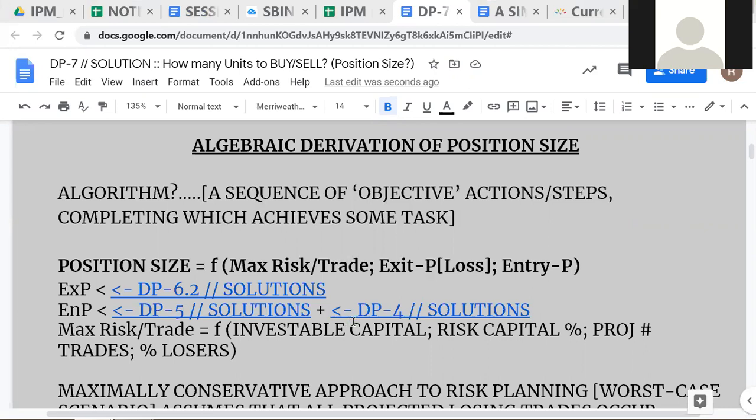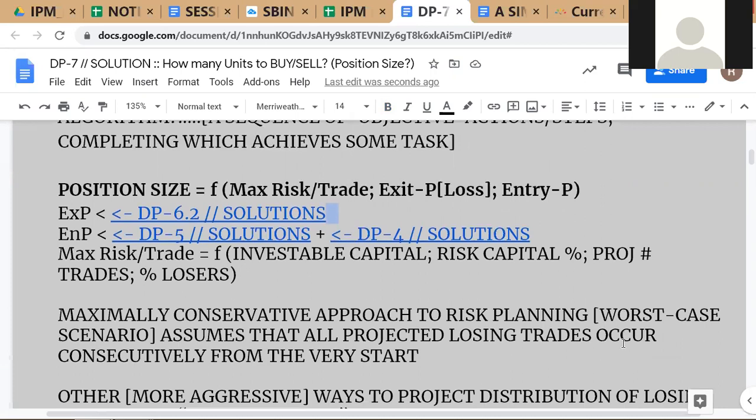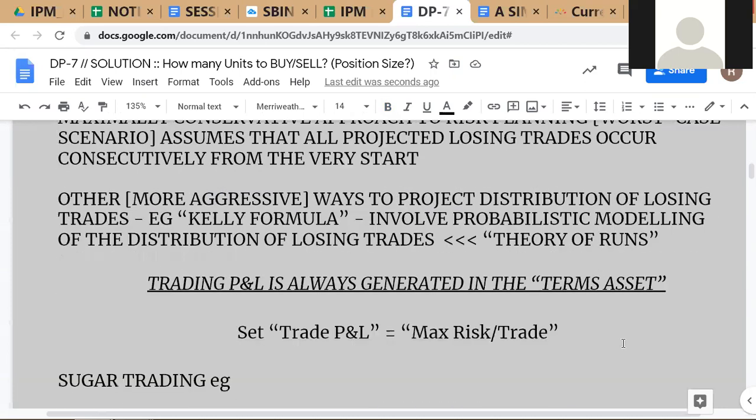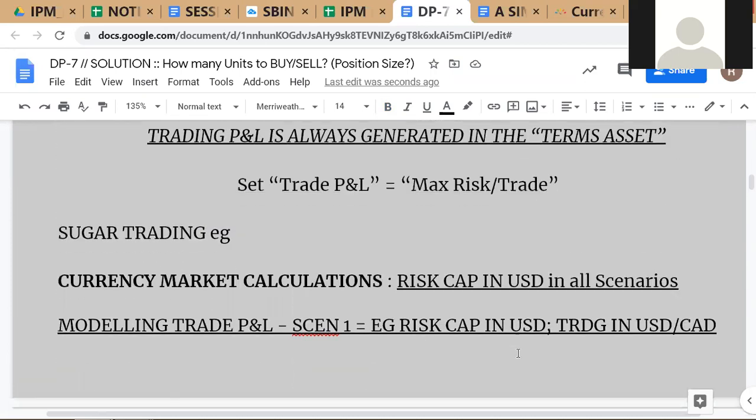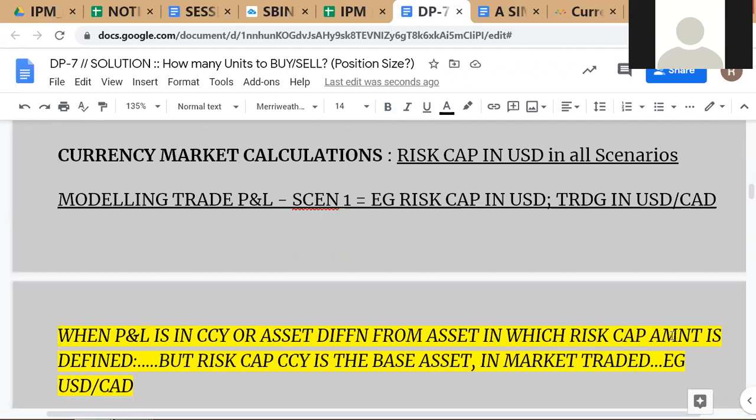Okay, right, let's continue. If you keep these things in mind, you will not get confused. That's what we are trying to do. Now, set trade P&L. We're going to consider three scenarios. The first scenario we described is you're trading in dollar Canada. The risk cap is in US dollars in all situations.